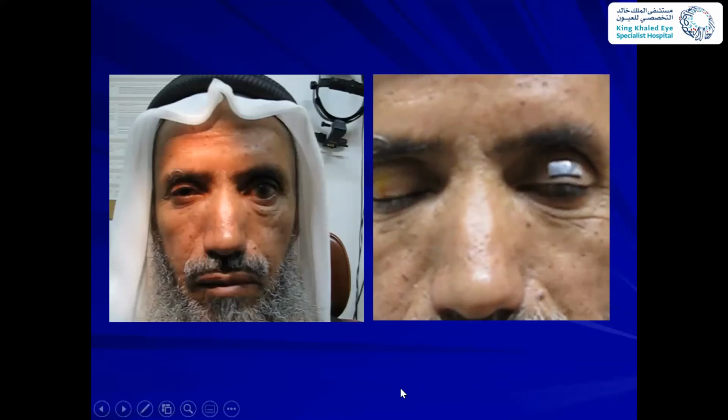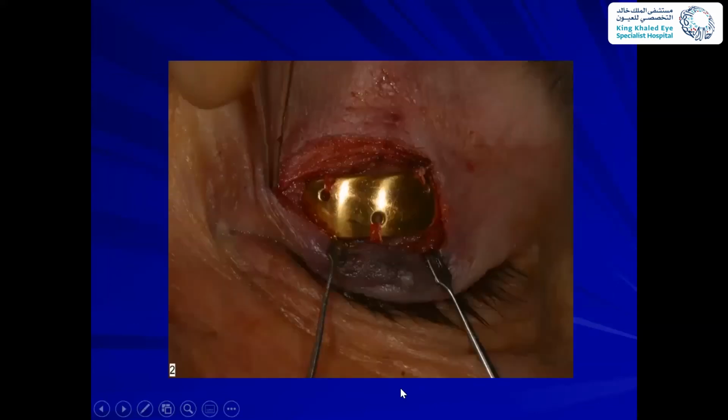So the idea of weight in the upper eyelid is to improve the blinking and lubricating the ocular surface in a better manner. This is a gold weight placed in the peritarsal space, and we can use again a platinum chain, which is smaller and better cosmesis for the weight bearing in the upper eyelid.